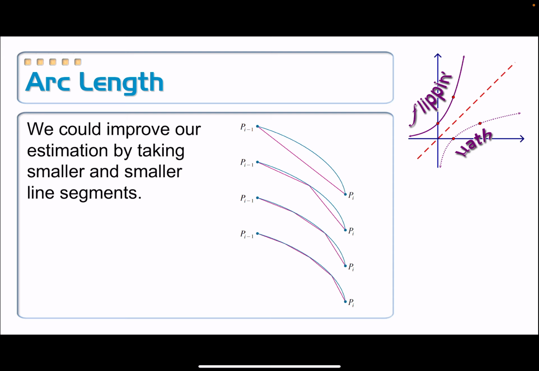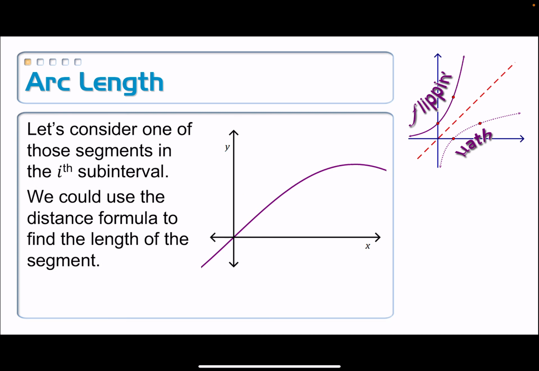Okay, so let's start by looking at just a random little line segment on the ith subinterval. It'd be sort of like this. So I'm going to take this little portion of the curve. So let's say that I partition my interval, and this is just going to be one of those little intervals.